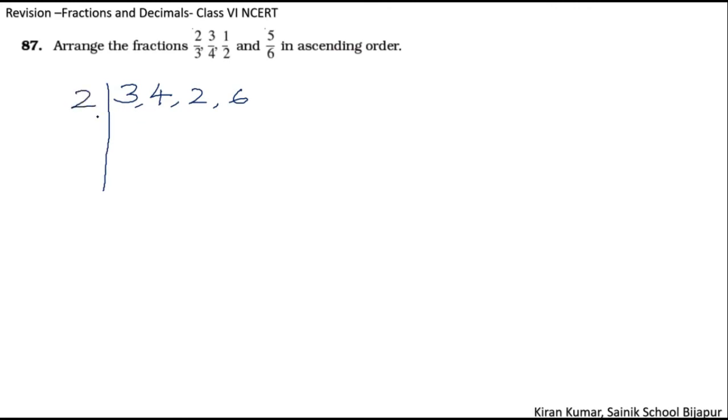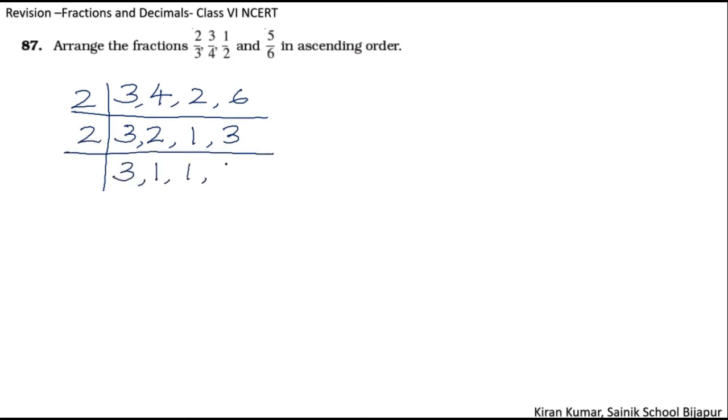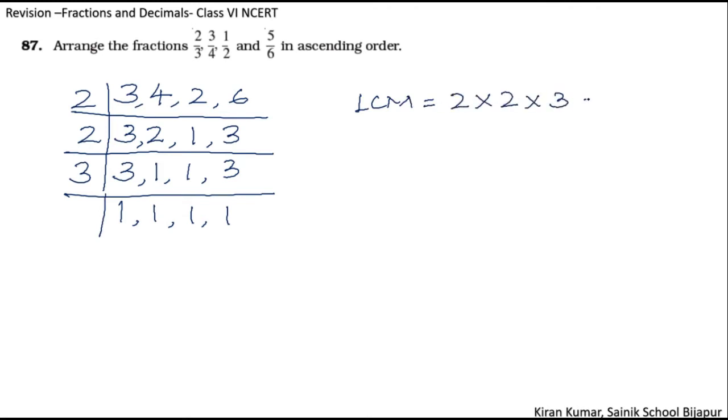When I divide by 2, 3 is written as it is, 2 2 times, 2 1 time, 2 3 times. Further 2 is there, so we'll divide by 2, retaining the remaining numbers. Now 3 1 time. So the LCM will be 2 multiplied to 2 multiplied to 3, which is 12. Now we'll write each one of them as denominator 12.